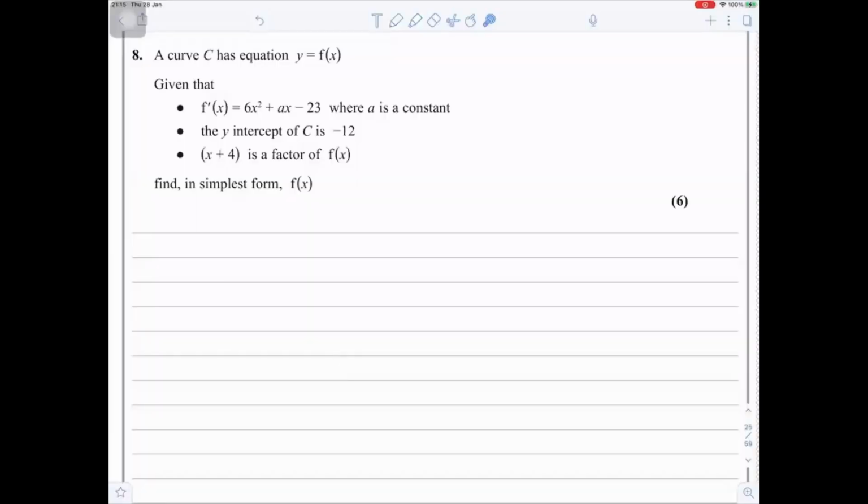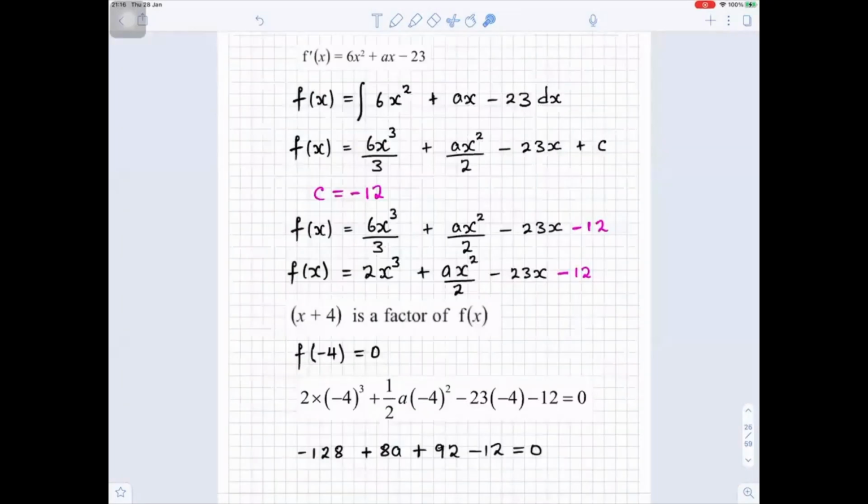A curve C has equation y equals f of x. Given that f dash of x is equal to 6x squared plus ax minus 23, where a is a constant, the y-intercept of C is minus 12. x plus 4 is a factor of f of x. Find in simplest form f of x. So we know what f dash of x is. Now to get f of x, we integrate f dash of x.